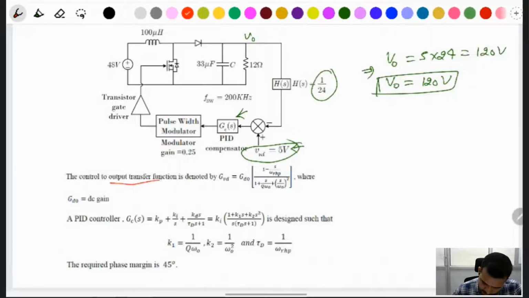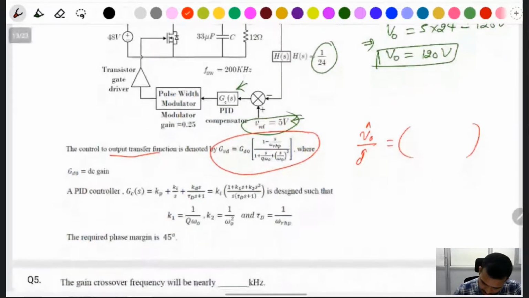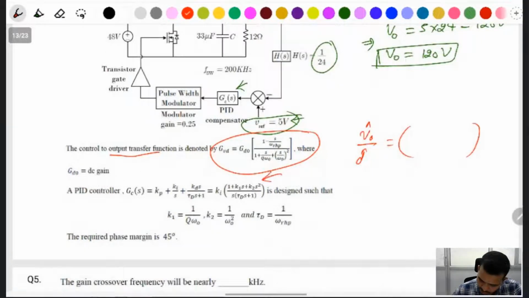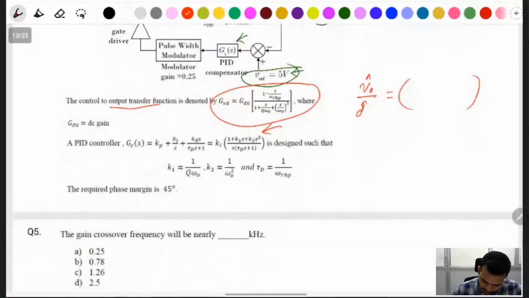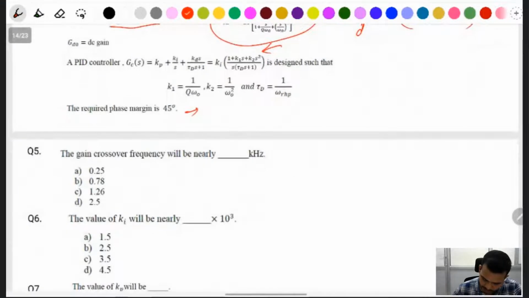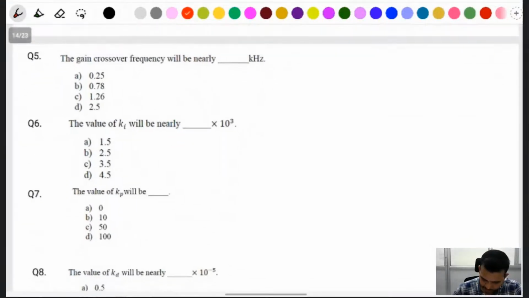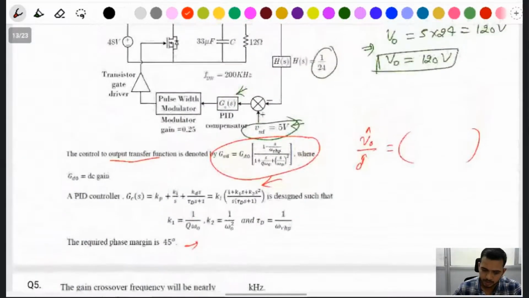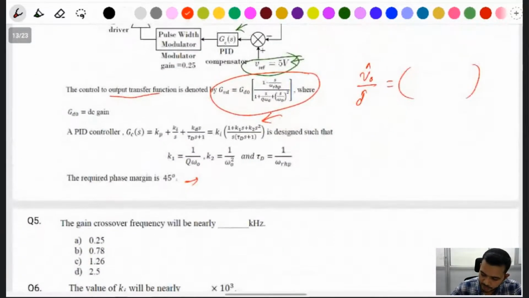The overall transfer function is given. Output, it means V output divided by D cap, is given by this one, and the controller transfer function is given. The required phase margin is 45 degrees. We are asked about the gain crossover frequency and Ki, Kd and Kp.